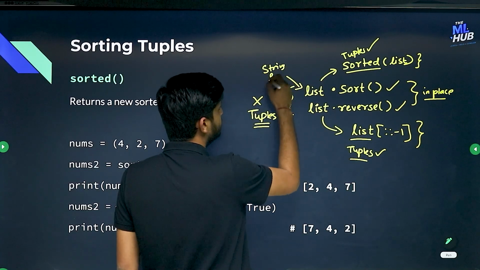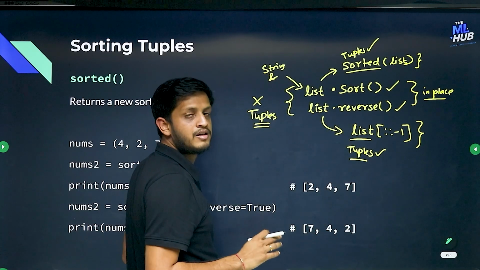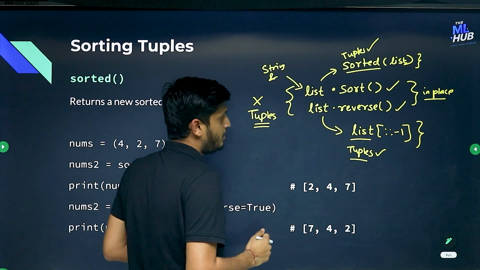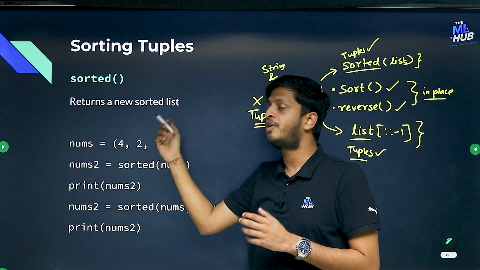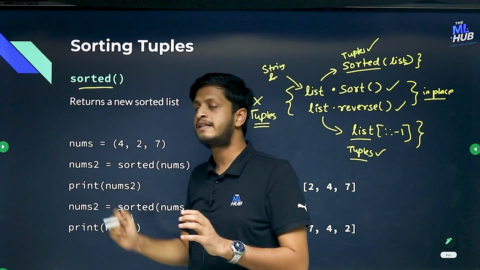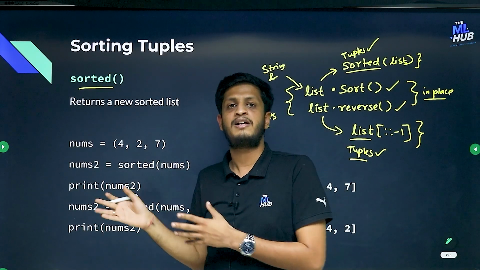Strings and tuples, this doesn't work. For strings and tuples, the sorted function and slicing work, and it will create a new copy, which means a new string or a new tuple will be created. So if you want to sort a tuple, you can use the sorted function. It returns a new sorted list. And remember always that the sorted function always returns a list, even if you're providing it a tuple.